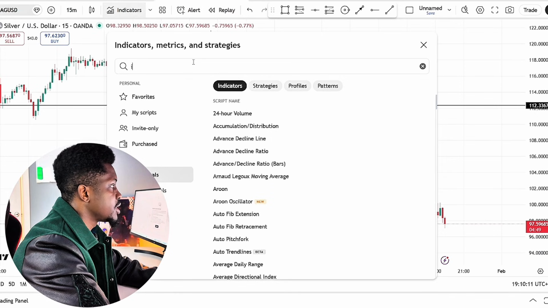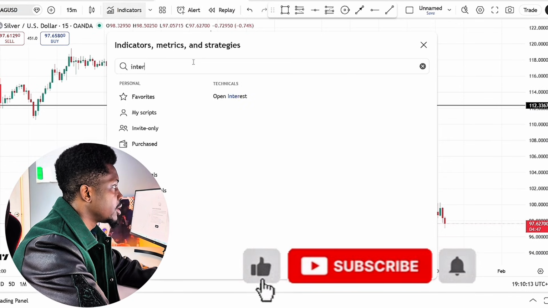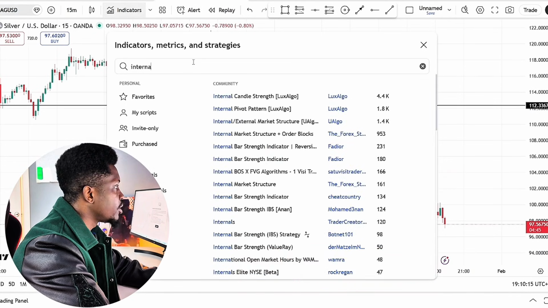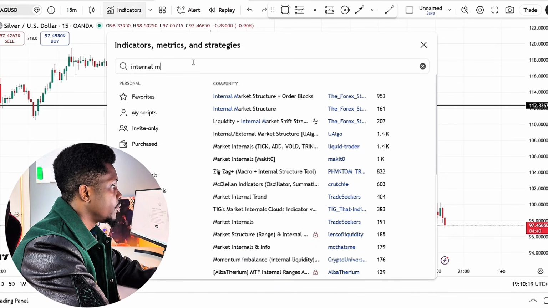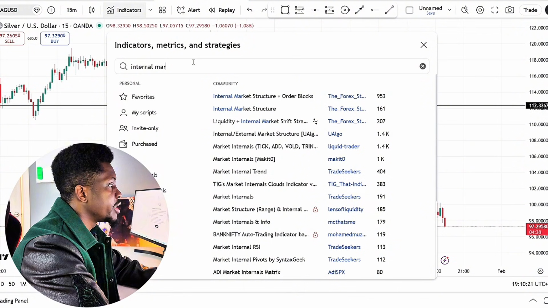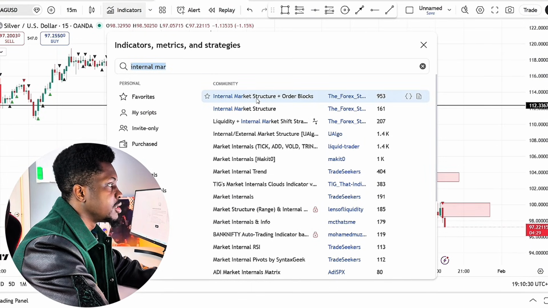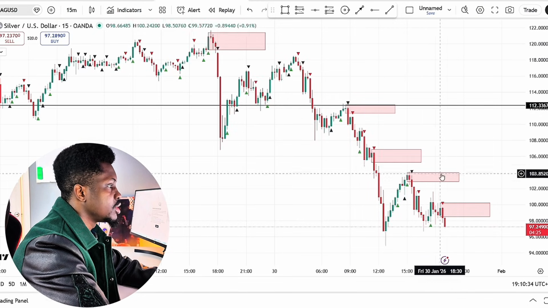Now the very first thing I want to search for is my internal market, right? So that's just the very first thing we're searching for, internal market structure, you should see it here. This is just it, right? This exact one. Okay, now we just add that up, and let's check it out and see what we're having.